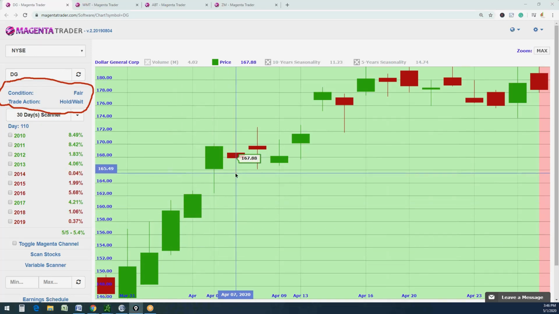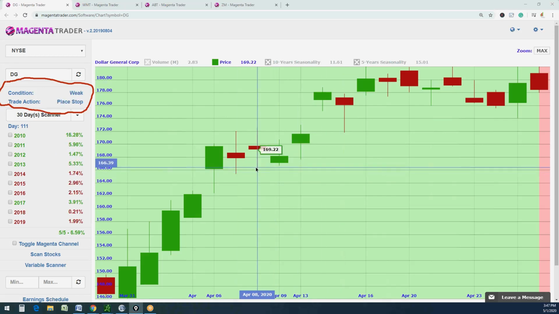The first day that we see a bearish candle, a red candle, most people would have looked at this. Those who understand candlesticks would say, this is a bearish signal. Maybe the market is ready to go down. But Magenta analyzes all the technical analysis data that is out there and says, no, just hold on to your trade. Market condition is not strong. It's fair. It's not really weak, so you shouldn't really be looking to short this market, but you don't need to sell either. Just hold on to your positions.